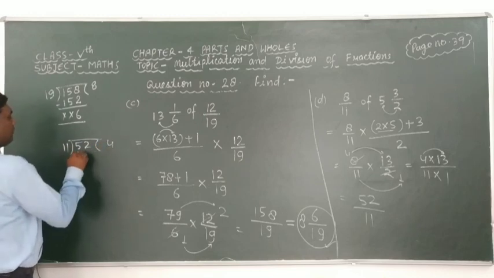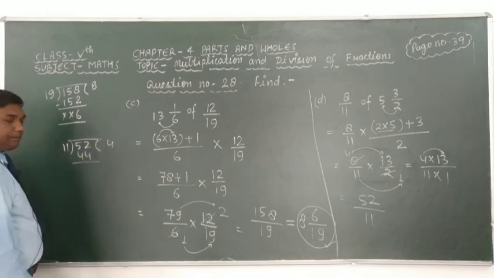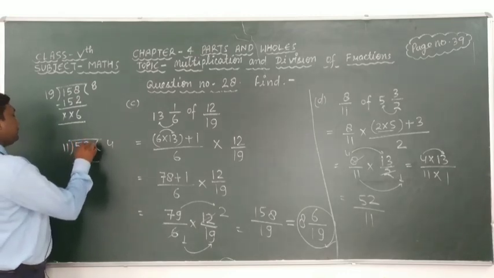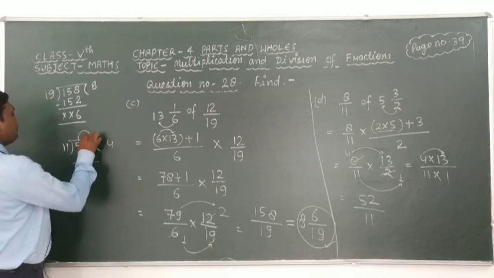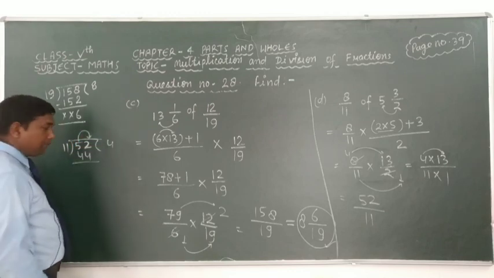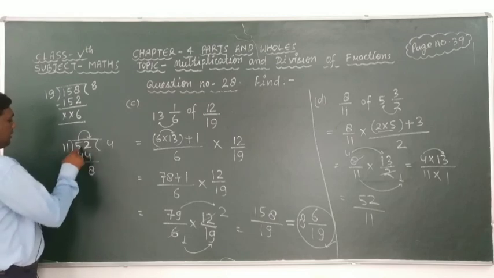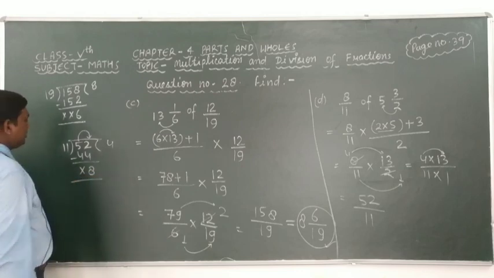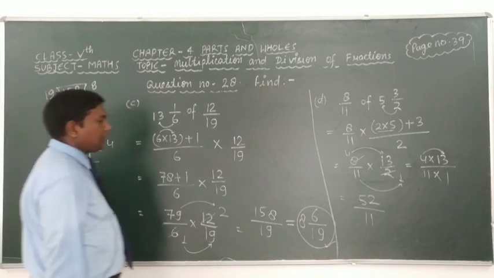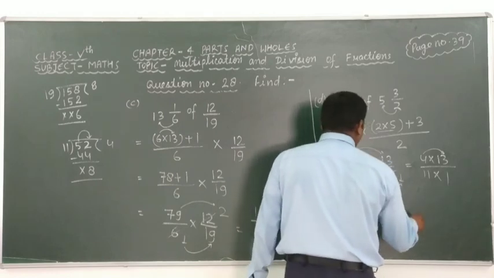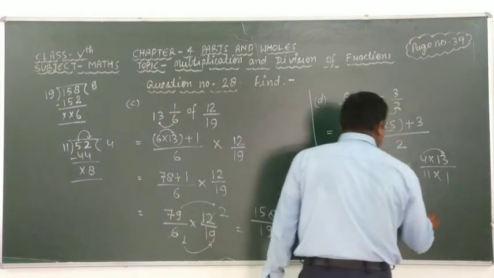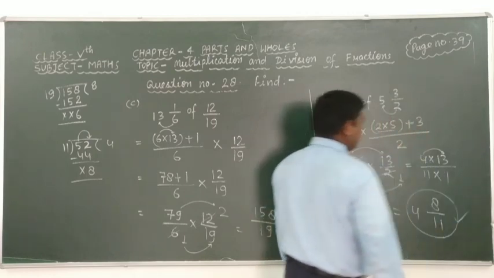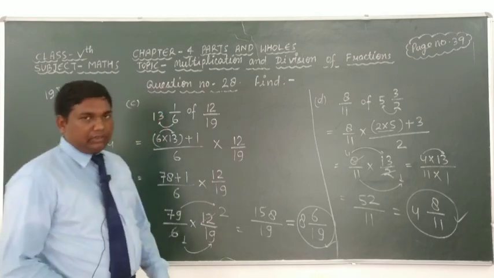11 fours are 44. Okay, here we get 2 and here 4. We know that here we have to take one borrow from this 5 and this 2 makes 12. 12 minus 4 is 8, and here we get 4 in place of 5. 4 minus 4 is 0, it means that cancel out. After solving these, here we get 4 mixed 8 over 11. Okay students, this is the answer of question number 28 of D.